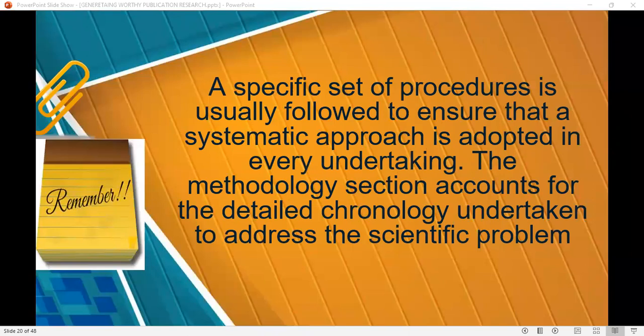All you have to remember, class, is that a specific set of procedure is usually followed to ensure that a systematic approach is adopted in every undertaking. I don't understand why others have a hard time writing their own methodology, when in fact this is the easiest to write in all sections of your research paper. The methodology section accounts for the detailed chronology undertaken to address the scientific problem.